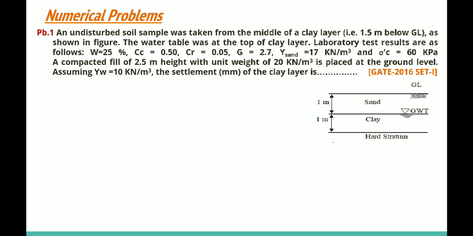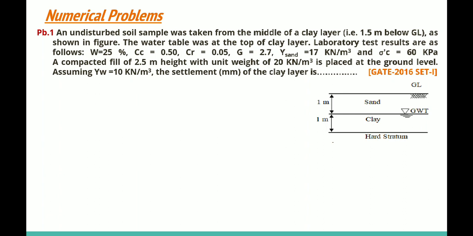The pre-consolidation pressure means that the clay layer has already experienced 60 kilopascal in the past. So whenever settlement occurs, while the effective stress changes from some value up to 60, the compression will be in the recompression zone, and after that it will be in the normally consolidated zone. So that is the thing you have to focus on.